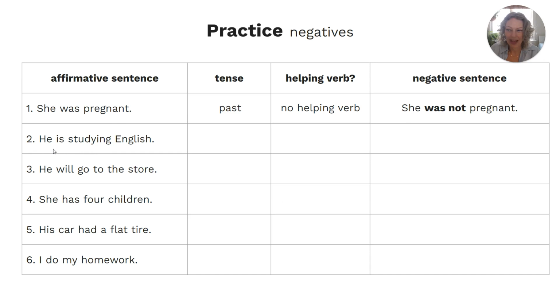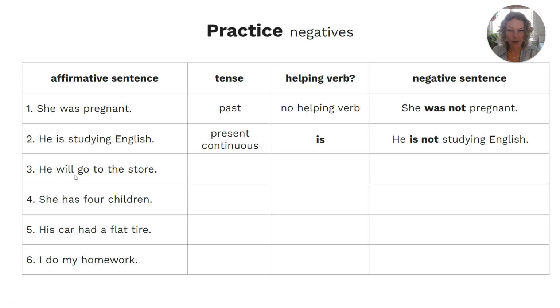Okay, number 2, he is studying English. First of all, let's decide what's the tense there. Is studying. I hope you guessed present continuous. And do we have a helping verb in that tense? Yes, we do. It's the verb is. Okay, so all you need to do to make that sentence negative is put not after the helping verb. So it becomes, he is not studying English. He isn't studying English.